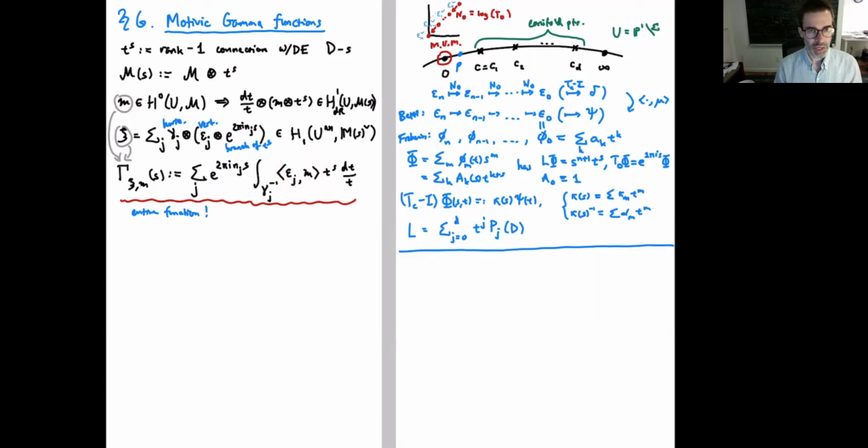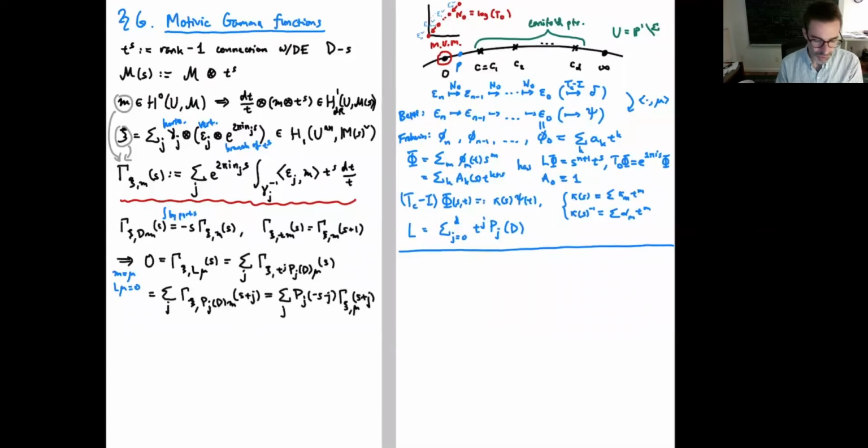So this is already a motivic gamma, motivic meaning that this was motivic. You can construct the gamma function in this way, but you have to start with an irregular connection. I mean, it's a very simple irregular connection. It's d minus t.